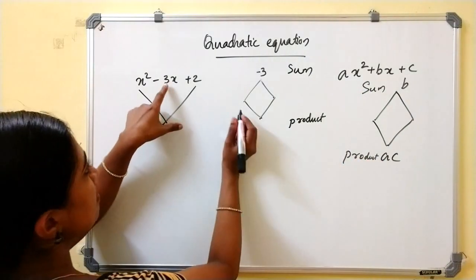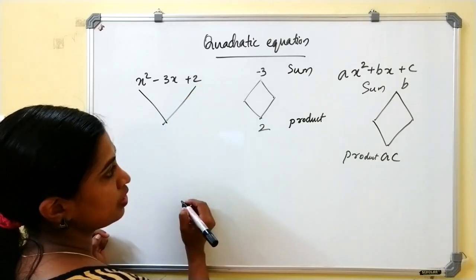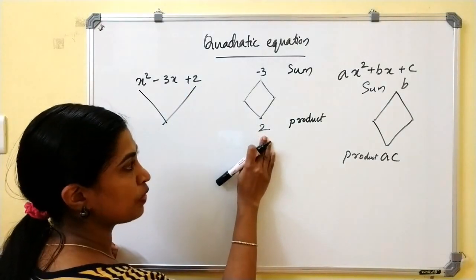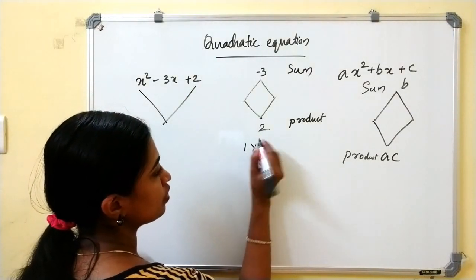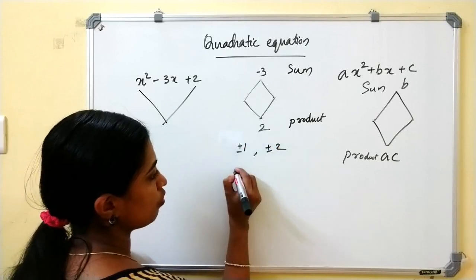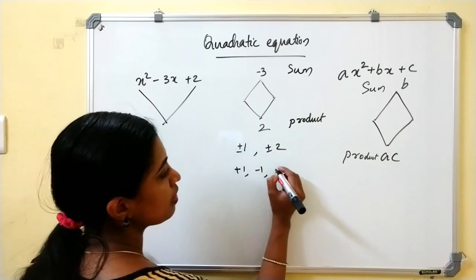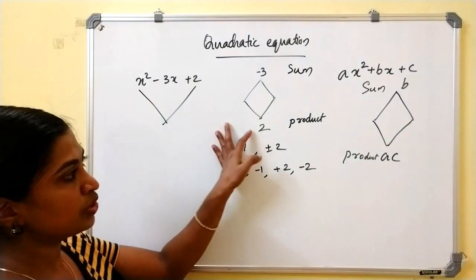Here the sum is minus 3 and the product is 1 into 2. And we have to factorize this product. Here 2. The factors of 2 are 1 into 2. Plus or minus 1, plus or minus 2. So plus 1, minus 1, plus 2 and minus 2. These are the factors of 2.